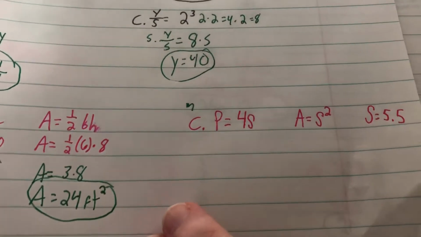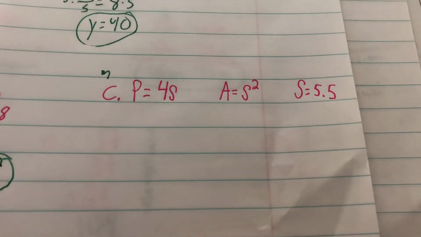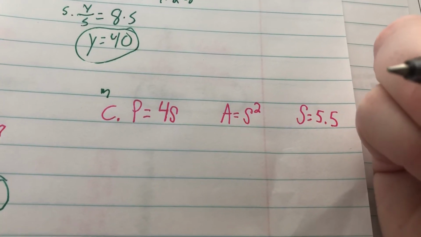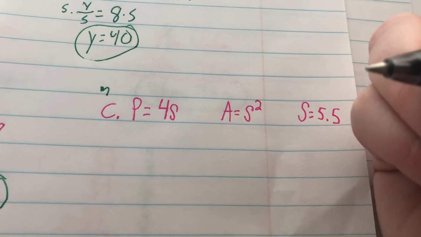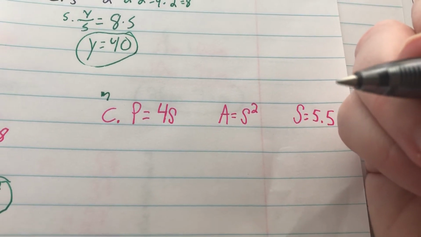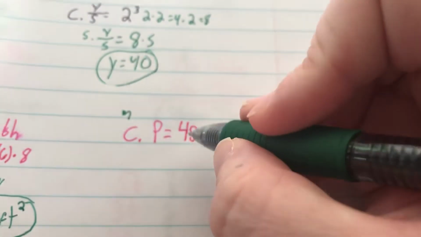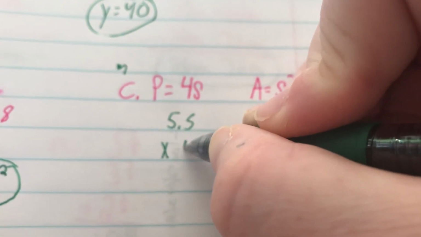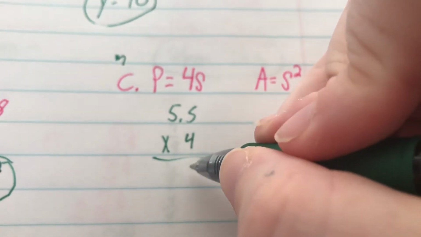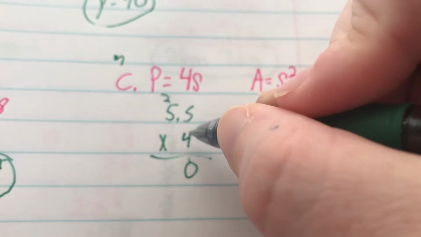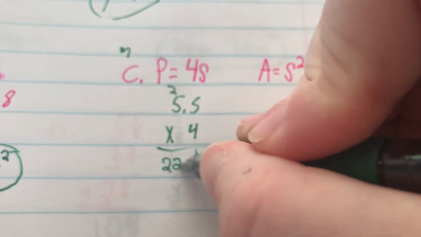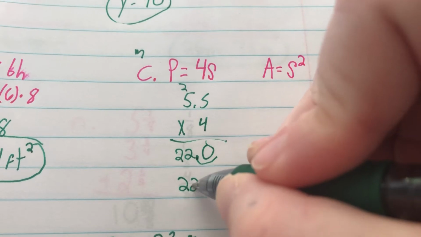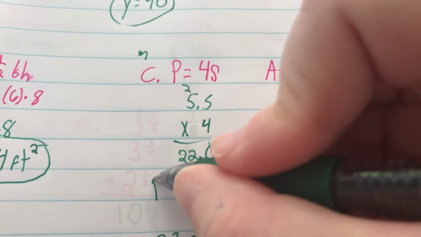Okay. On C, it was a square. And area and perimeter of a square are these formulas. For perimeter, it's 4 times side, and the side was 5.5 meters. So 5.5 times 4. 5 times 4 is 20, plus 2. Move your decimal over 1. So it's going to be 22 meters for your perimeter.